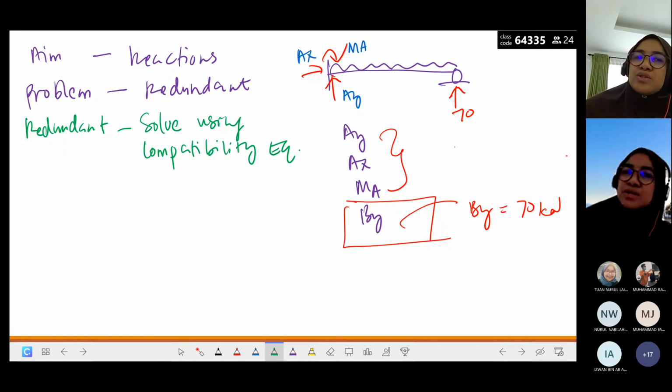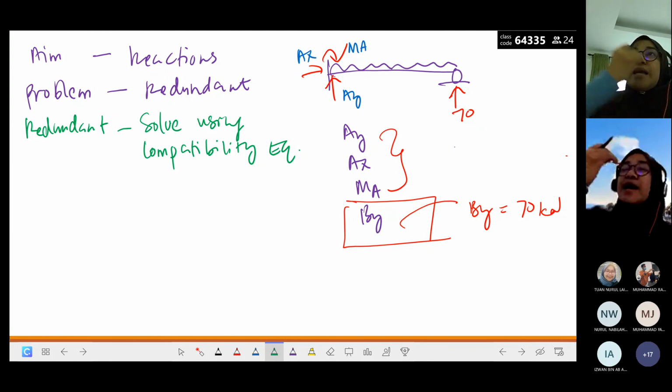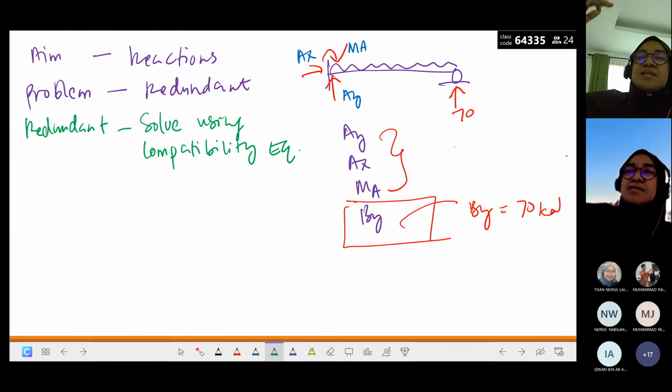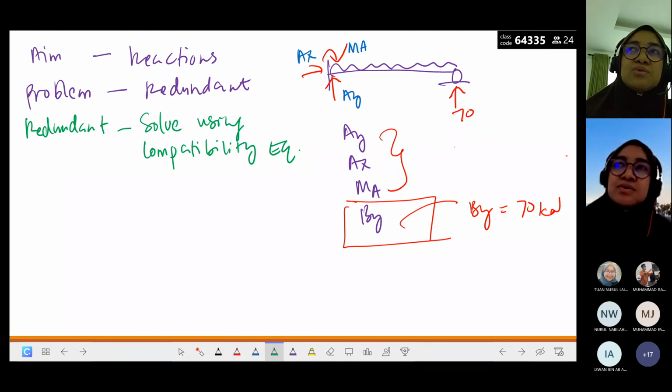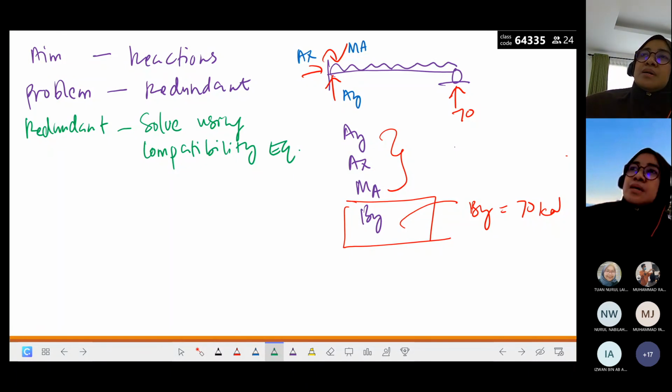We want to analyze reaction. So what is our aim? We want to calculate reaction. That is our aim. Okay, our aim is that after 3 years we want to become engineers. So that is our aim. Okay, so what is the problem?